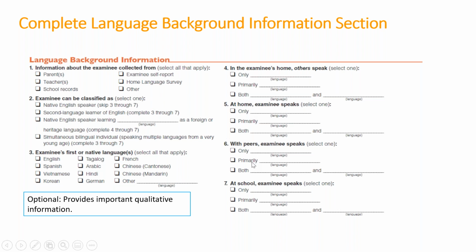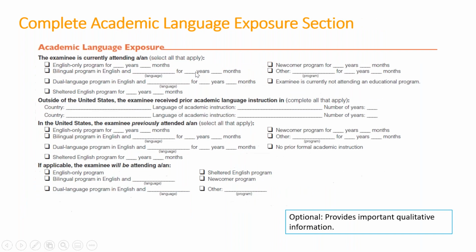And then there's a series of questions around what the examinee speaks at home, what others in the home speak. With peers, examinee speaks what language or languages, and then at school, examinee speaks what language or languages. So you can document all of this on the test record or protocol. And then there's also a section where you can keep track of academic language exposure. So again, all of this can be integrated into your interpretation and into your report.